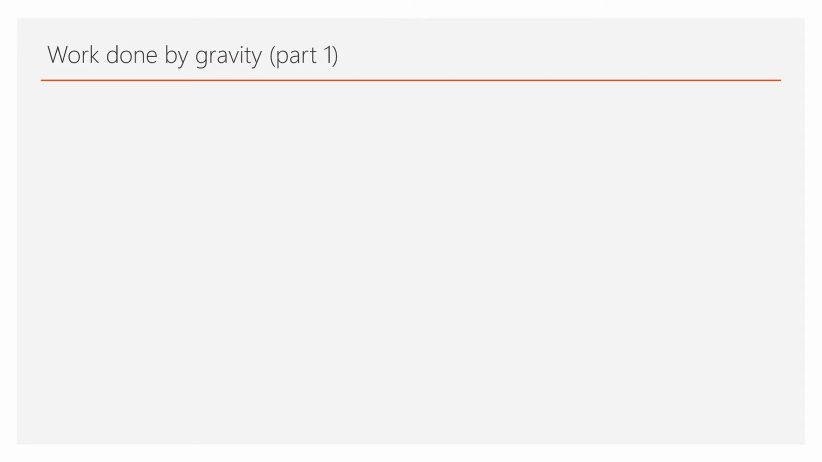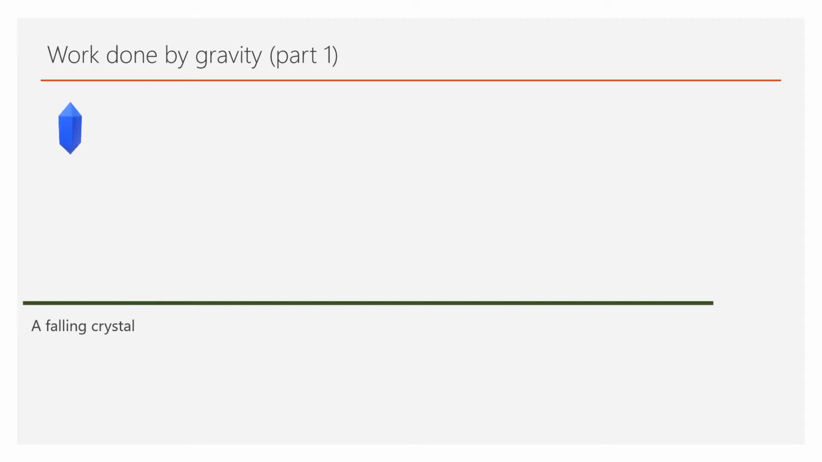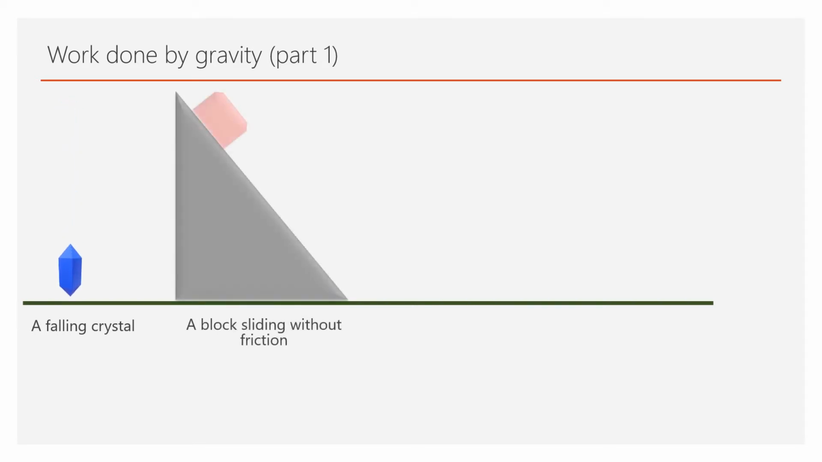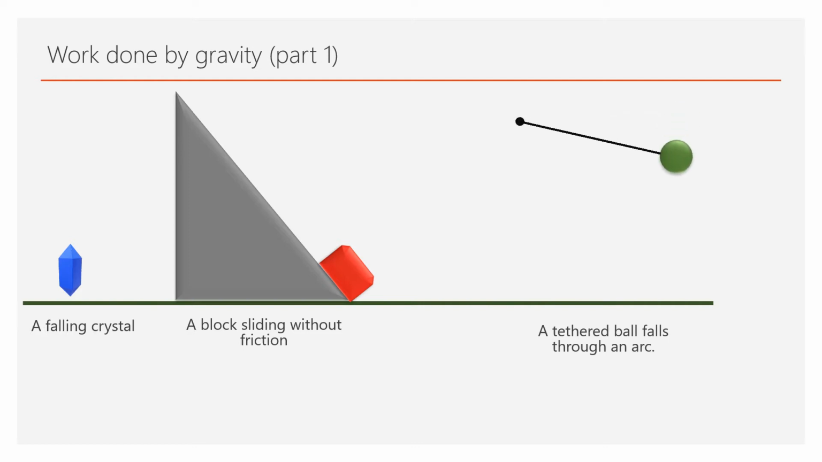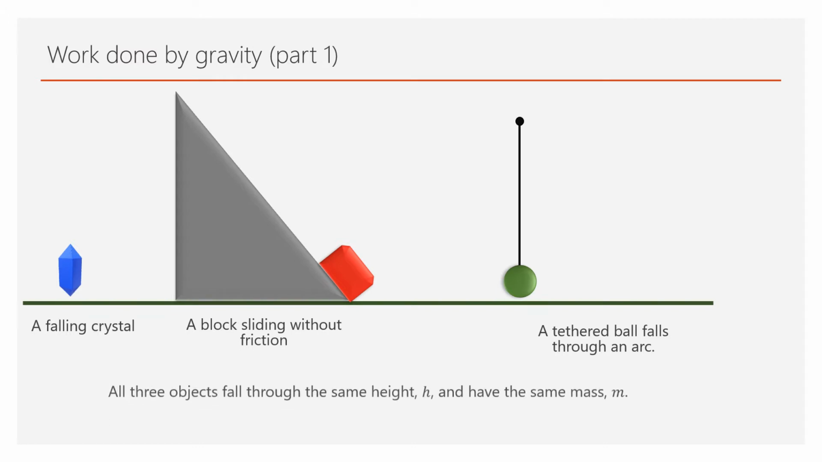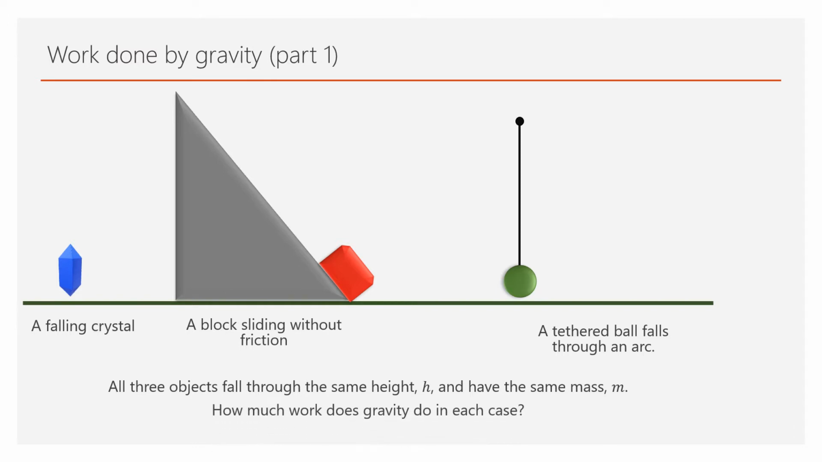Let's look at the work done by gravity in 3 scenarios. First, a crystal falling. Second, a block sliding down an incline without friction. And finally, a ball tethered to a rope that falls through a circular arc. All 3 objects fall through the same height and have the same mass. How much work does gravity do in each case?